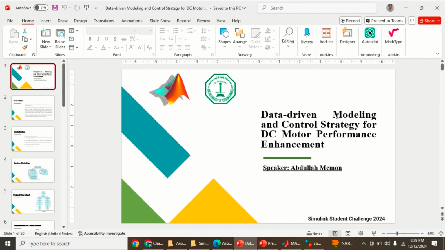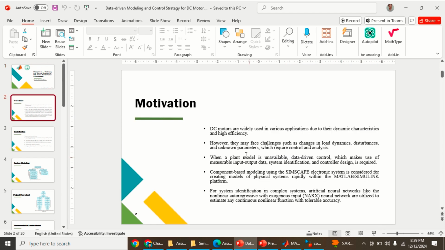My topic is data driven modeling and control strategy for DC motor performance enhancement for the Simulink Student Challenge 2024. The motivation behind this research is that a system is usually modeled using mathematical modeling, but there can be errors in the numerical calculations. To avoid those calculation mistakes, multiple data driven control strategies have been explored and compared with each other, and ultimately we propose a control strategy for robust performance.